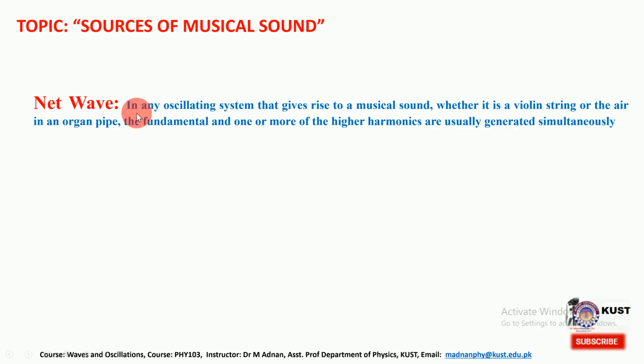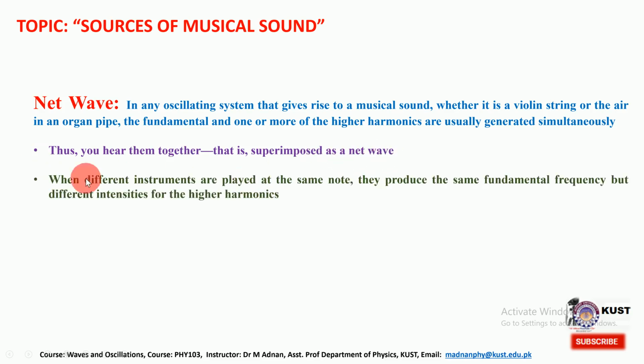Now the net waves in any oscillating system that give rise to a musical sound, whether it is a violin string or the air in an organ pipe, the fundamental and one or more of the higher harmonics are usually generated simultaneously. Thus you hear them together, that is, superimposed as a net wave. So when different instruments are played at the same note, by note we mean the various modes discussed on the previous slide, they produce the same fundamental frequency but with different intensity for the higher harmonics.